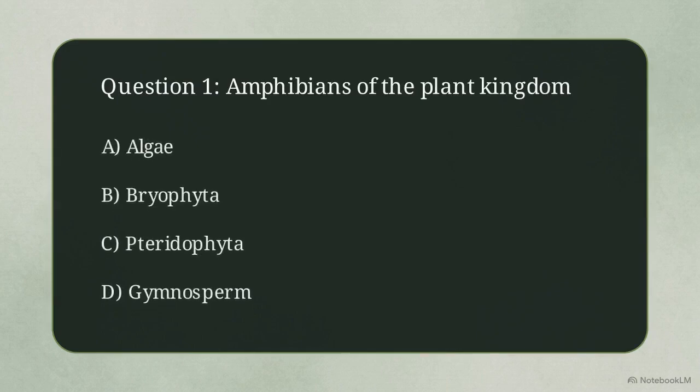Look at this typical exam question targeting environmental dependency. Amphibians of the plant kingdom. You already know the halfway point between water and land is the second stage of the sequence. The answer is B, Bryophyta.